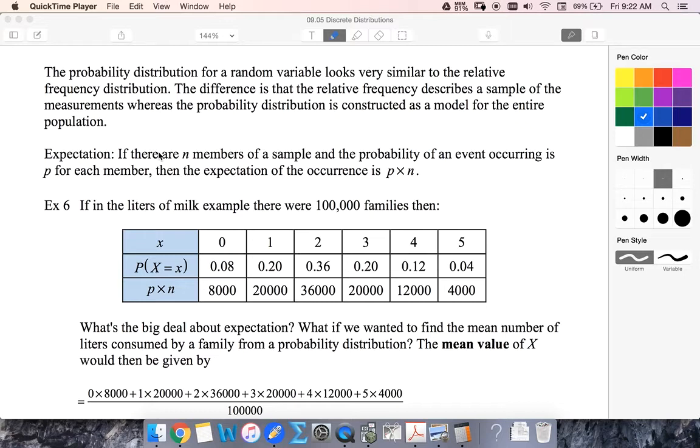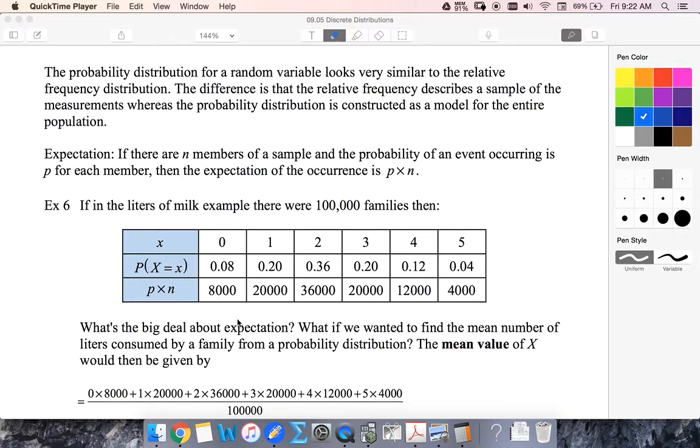So we've got two different things we look at with expectation, and one of them is individual values. Remember our liters of milk in the very first example? Let's now say that there are 100,000 families. If 8% of families drink 0 liters of milk, then we would expect that 8,000 of our 100,000 families drink 0 liters of milk. So we did 8% times 100,000 to get this. That's this formula here. So these are our individual expected values.